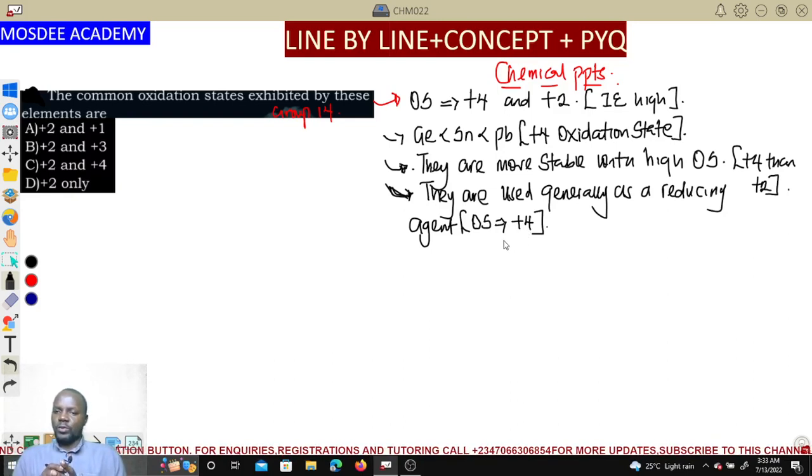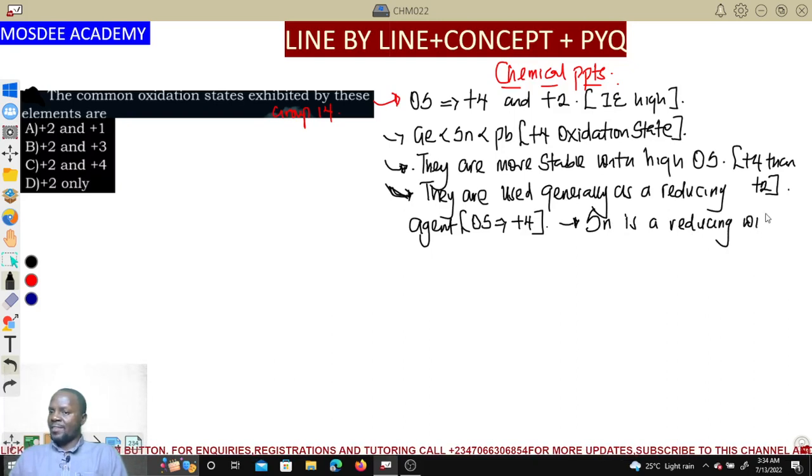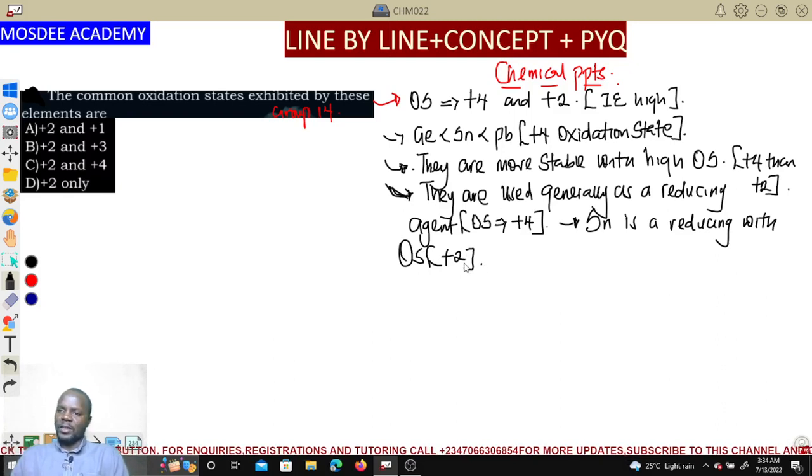So most of them act as reducing agents. Please note that only a few of them can act as reducing agents when they are in plus two. A very good example is tin. So tin is a reducing agent with OS, oxidation state, of plus two. So that is just the exception. Lead compounds also exhibit plus two oxidation state.